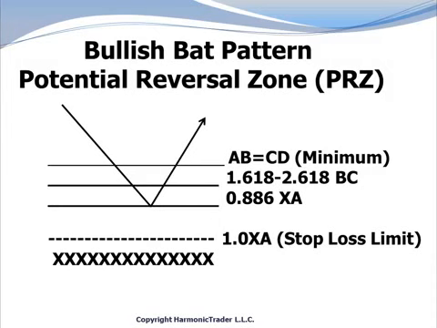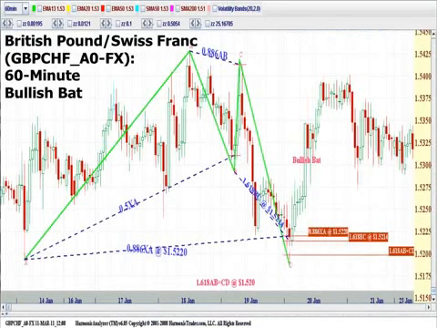Now, for the bat pattern, we define our stop loss limit just below the 1.0 extension, that is, the initial low at X. We place that stop loss below X, in terms of any price action that trades beyond this level is considered an invalid structure.